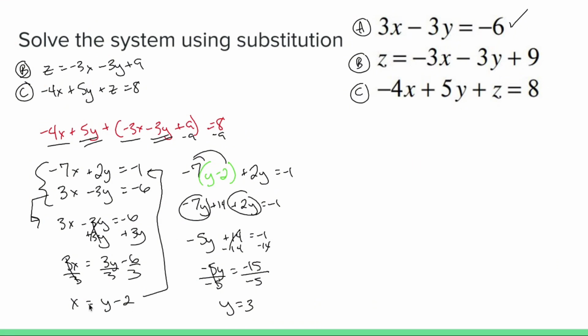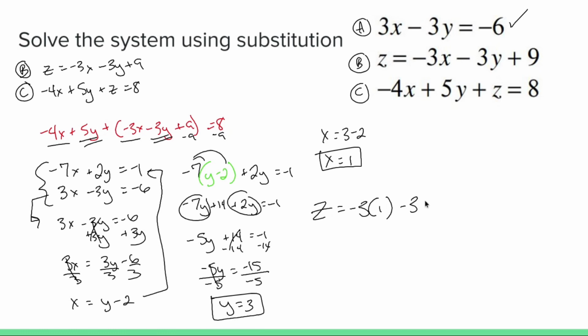Now, I know that X equals Y minus 2. And I just found out that Y equals 3, that means X equals 3 minus 2, which last time I checked is 1. So I have my X, I have my Y, I need my Z, and Z just so happens to be equal to negative 3 times X minus 3 times Y plus 9. So Z is going to equal negative 3 times 1, minus 3 times 3, plus 9.